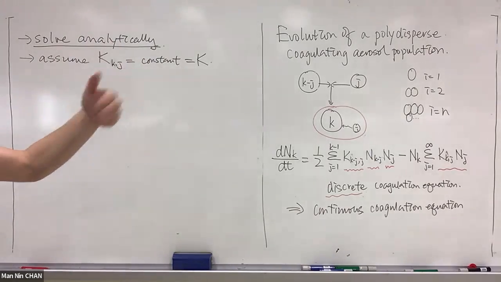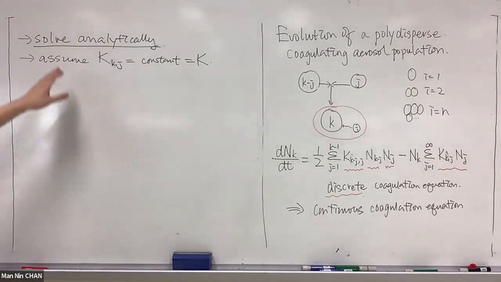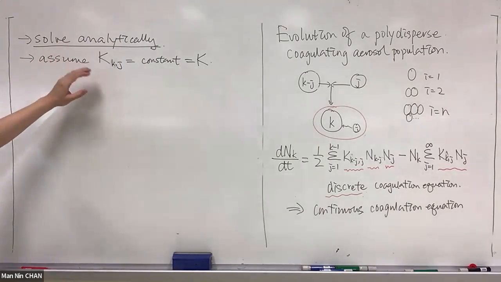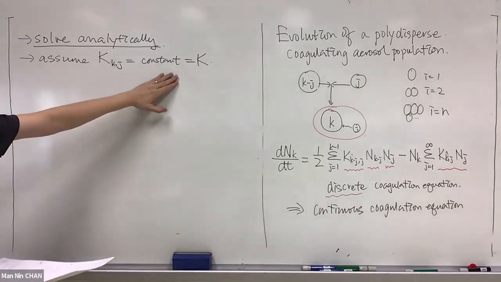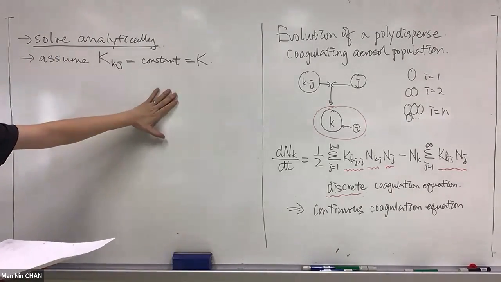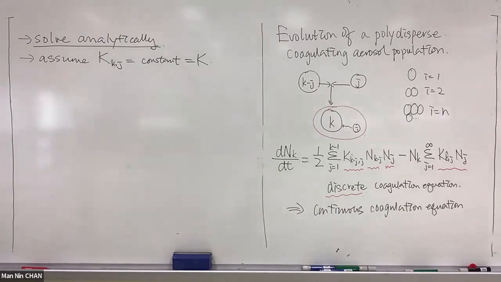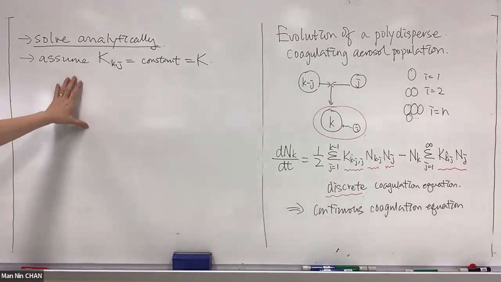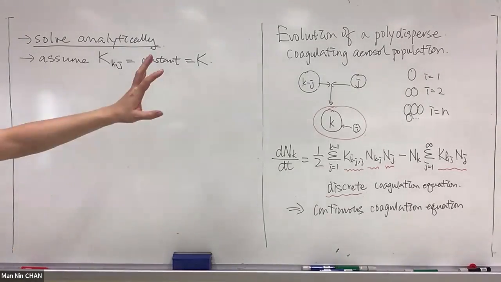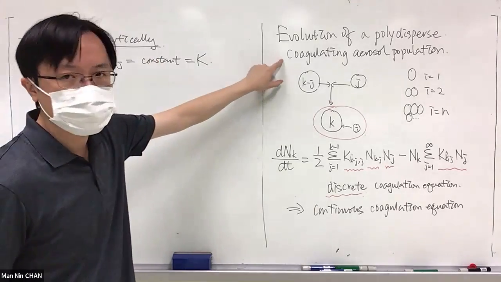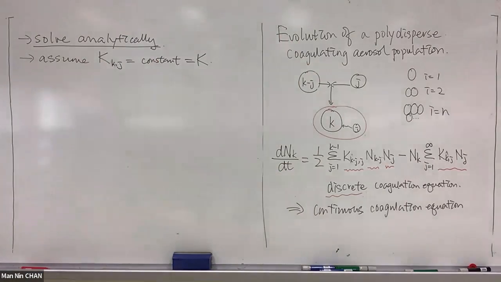But let's say for some classroom discussion, I want to have some discussion here. Let's say we assume K is a constant, okay? I know this may have limited application, but I just want to provide you some insights about how coagulation can affect the evolution of our aerosol population.